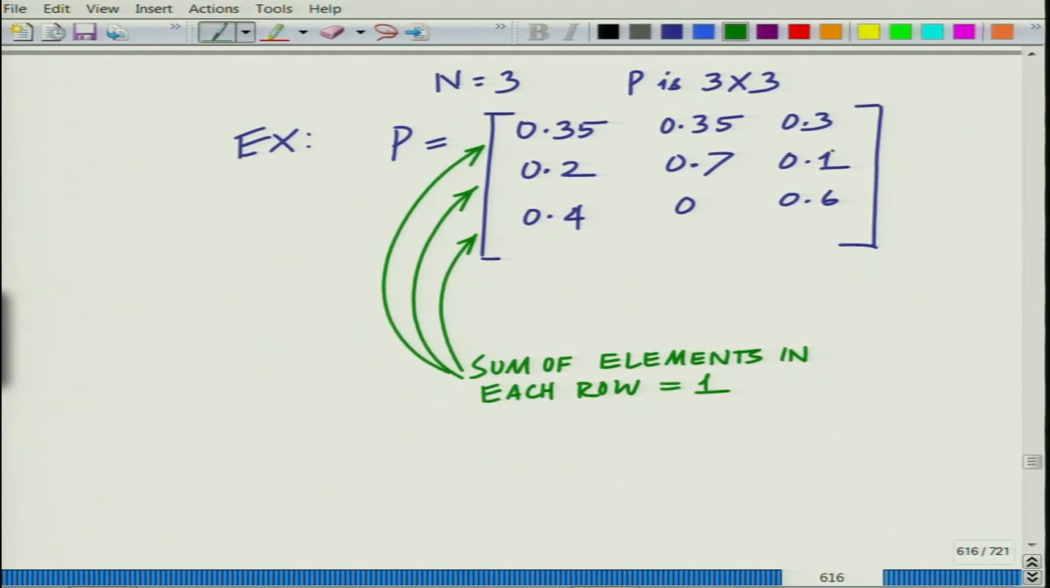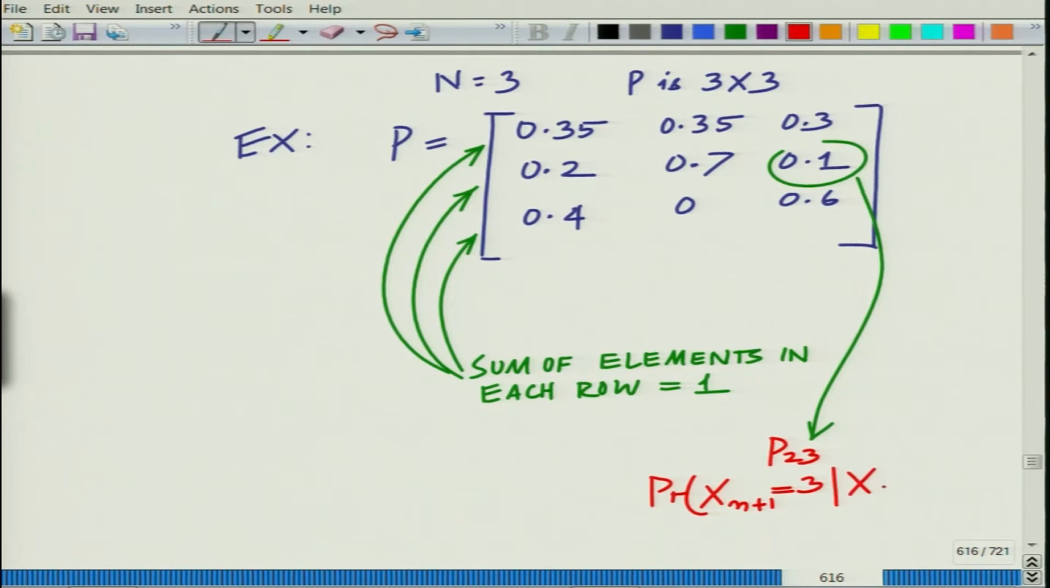For instance, let us take a look at this element P23. What is this? This is your P23. This is the probability that xn plus 1 equals 3 given xn equals 2. That is, starting from the state 2, what is the probability that the next state is 3? There is a 0.1 probability that the next state is 3.